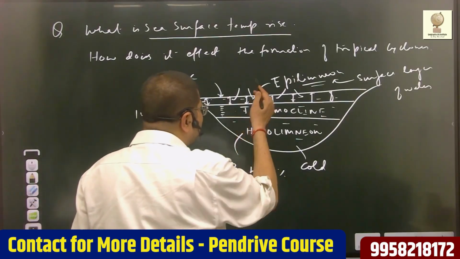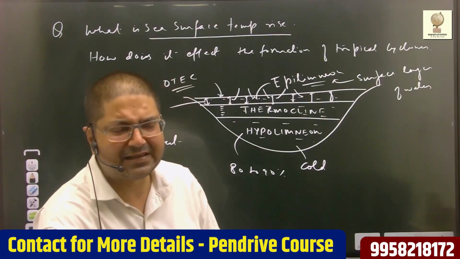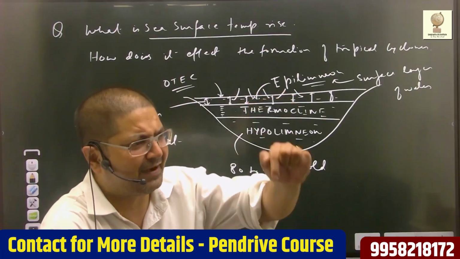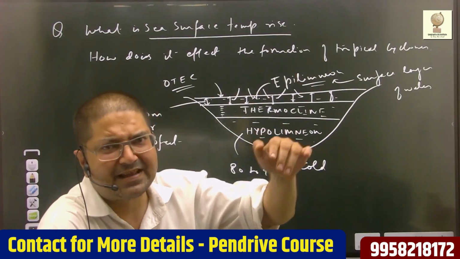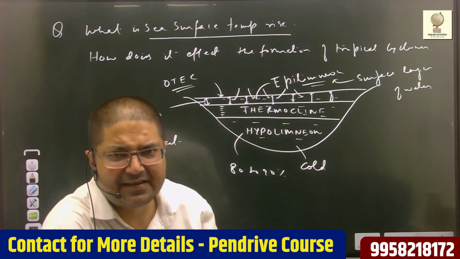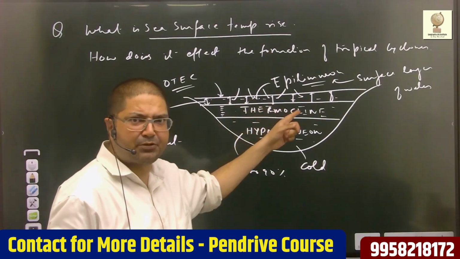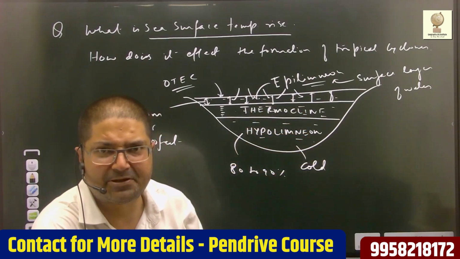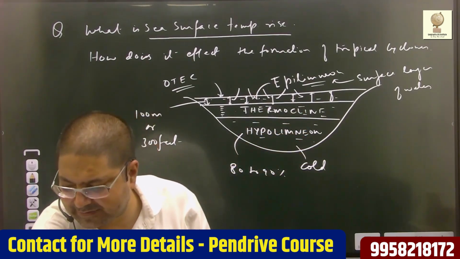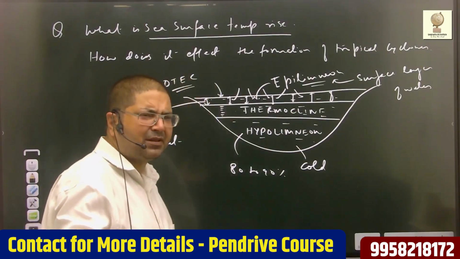Apart from it, the other cause for the temperature rise is melting of ice, because ice reflects the solar radiation, but when the ice melts, more and more solar radiation is absorbed by the surface layer. So the second reason is melting of ice, but the first reason, absorption of greenhouse gases, is the most important. Apart from it, El Nino se bhi warming hoti hai sea surface ki.